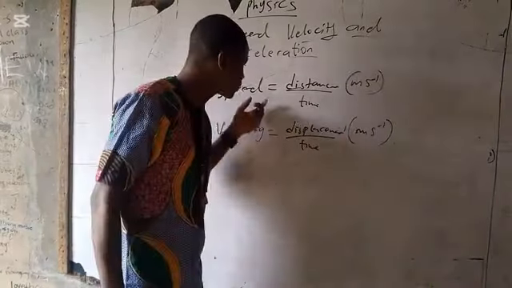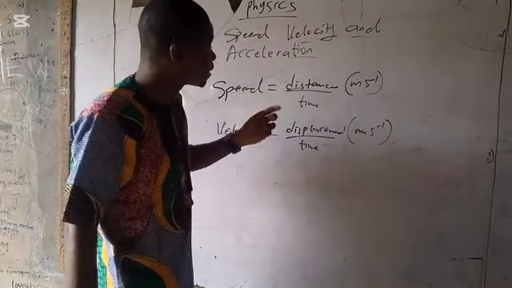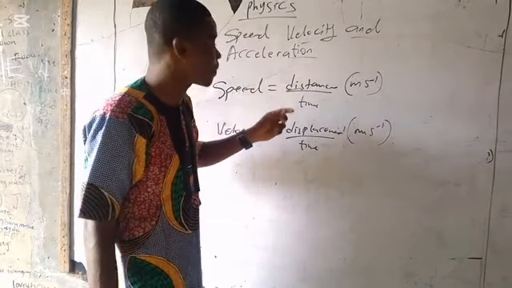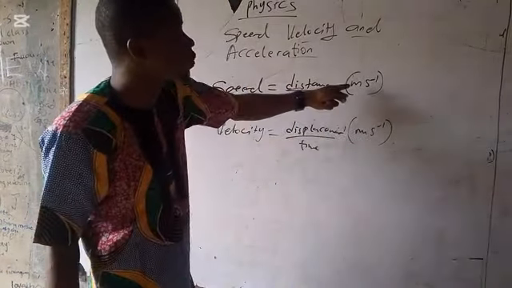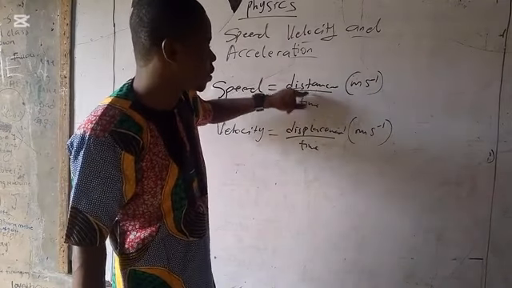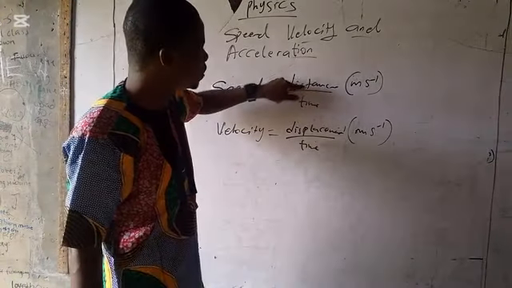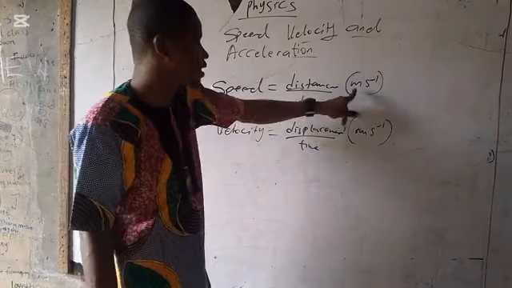So now, the first one is speed. Speed is simply distance over time. Please take note of it. Because speed is distance over time, the unit will be meters per second. The unit of distance is meter, and the unit of time is seconds. So this is meter per second. This is how you represent it.